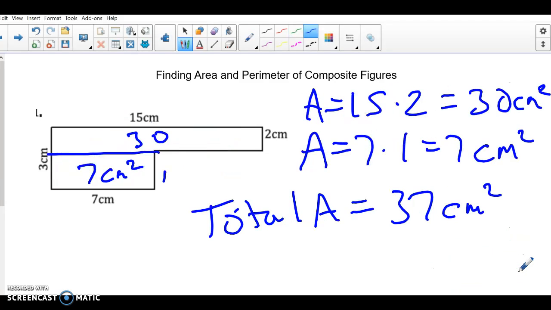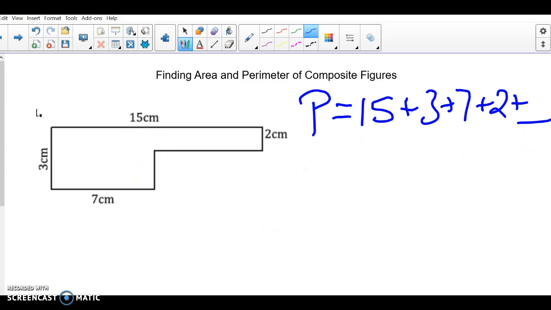Some of you may have subdivided this one slightly differently. You can see often there's not only one way to subdivide these composite figures. For example, in this case, you could have subdivided it into a longer, skinnier 15 by 2 rectangle, and then a 7 by 1 rectangle. And you'll notice when you combine the two areas, you still end up with the same 37 centimeters squared as the area.